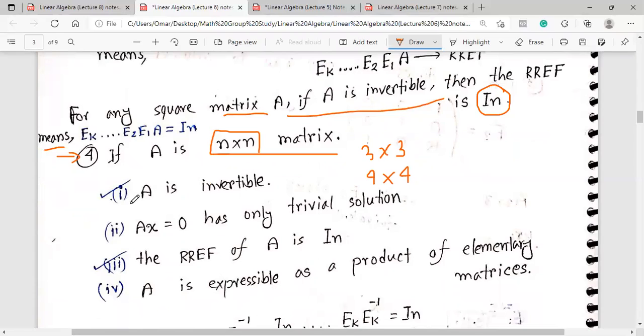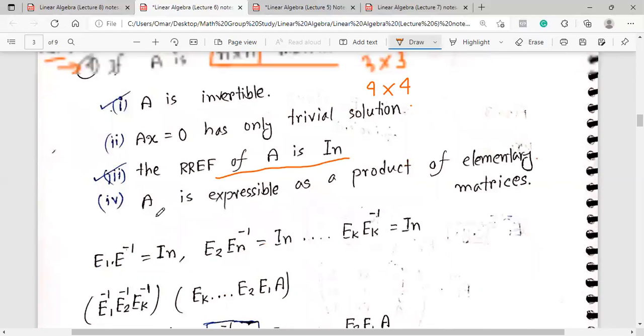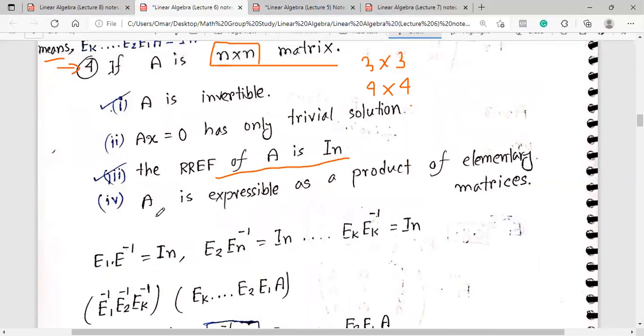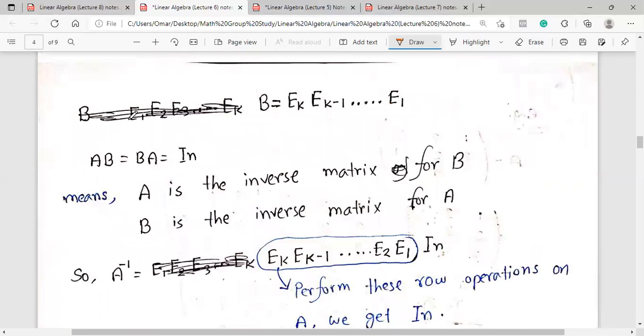So number one, A is invertible, and AX is 0 has only a trivial solution, that means only one solution. And the RREF of A is I to the power n. And the fourth condition is A is expressible as a product of elementary matrices. So you don't need to understand all this theory. Just try to understand some exercise.